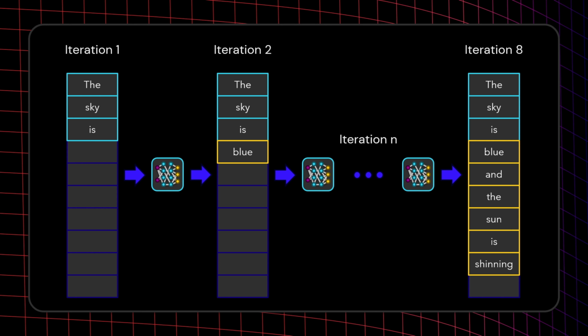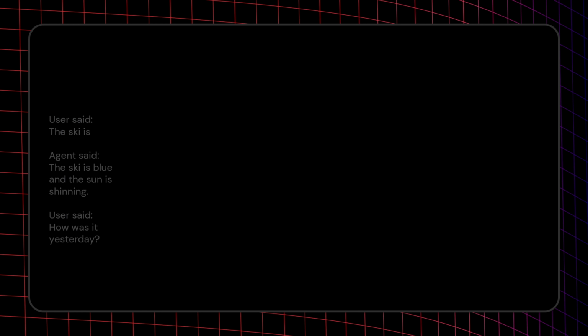So let's see here. The model just returned to us, the sky is blue and the sun is shining, right? And we want to continue the conversation with him. So after that, we write in the prompt, how was it yesterday? If we want him to understand the context of this message, right? Because the only way for him to know what I mean by how was it yesterday is by checking the previous messages, right? So this means that he needs to have a sort of memory of this conversation, right?